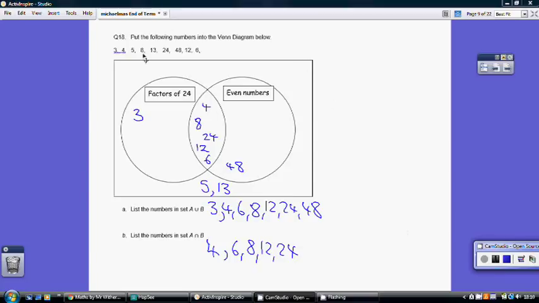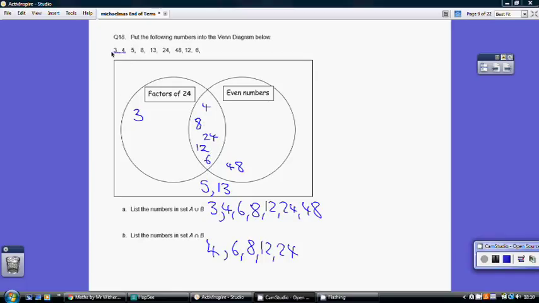Question 18. We've been asked to put the following numbers into the Venn diagram. Looking at the Venn diagram, in this big football here, we've got to put all the factors of 24 from this list, and any numbers in this list which are even, we've got to put in this football, but any numbers which are both factors of 24 and even go in the overlap bit in the middle.